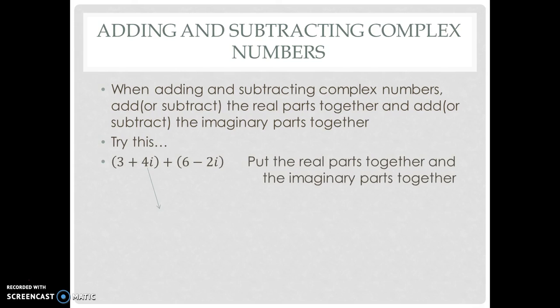So we're going to try this. We have 3 plus 4i and 6 minus 2i. We're going to put the real parts together and imaginary parts together. The real parts are the 3 and the 6, so 3 plus 6 gives me 9. 4i and negative 2i give me positive 2i, 4 minus 2. You just have to remember to leave the i there.